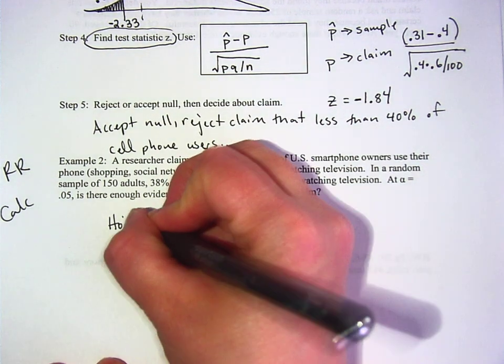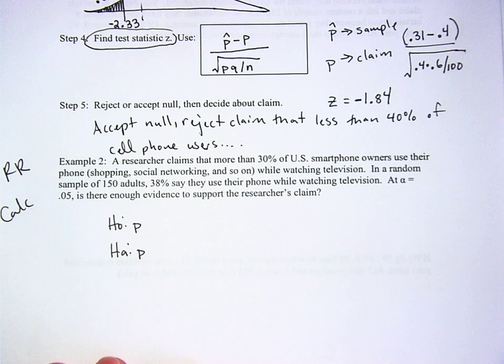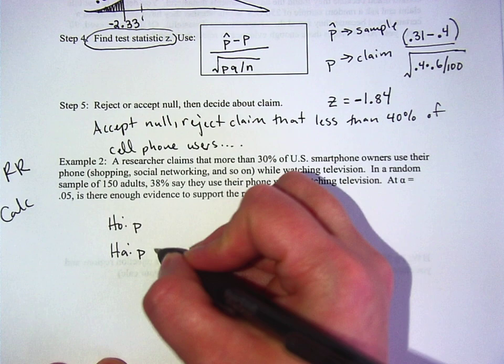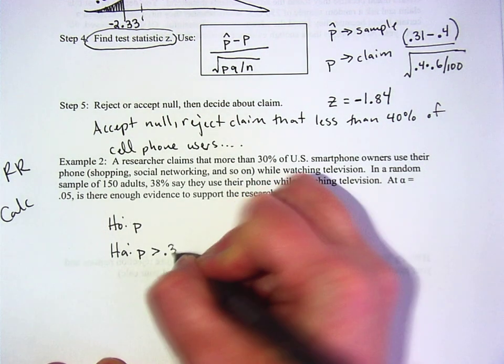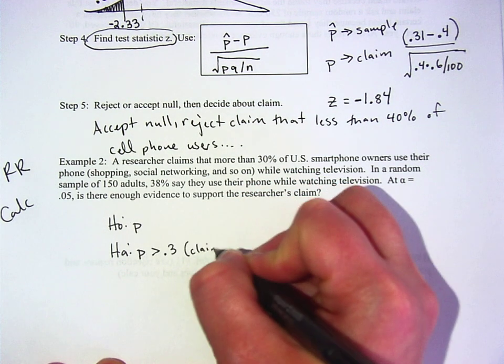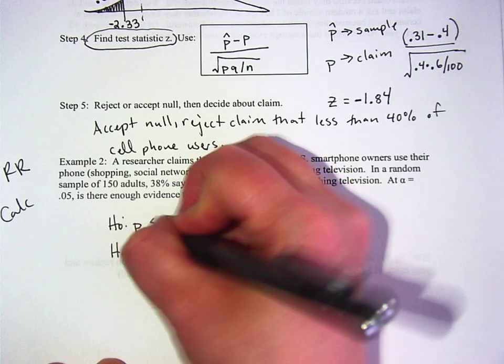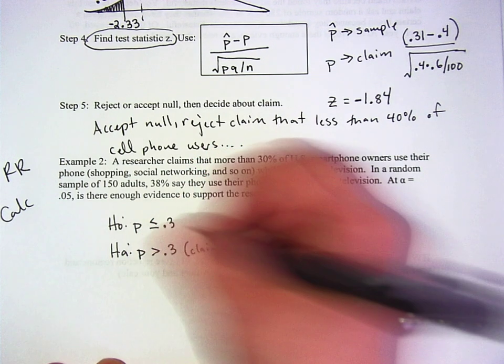What should I write? P is greater than 0.3 for the H sub A. It would be 0.3, yeah. The P is less than or equal to 0.3 for H sub O. So H sub A is above.